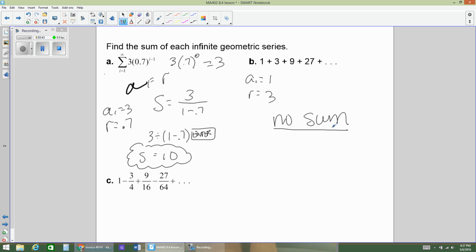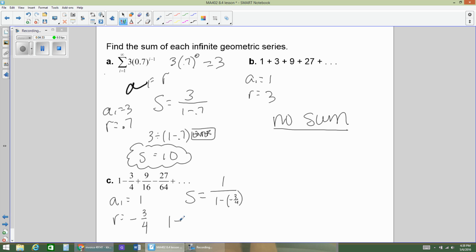Okay, now let's go ahead and try letter C. We need our a sub 1 and we need our r. So right now you should be doing in your calculator or in your head 3/4 divided by 1, and you should be doing 9/16 divided by negative 3/4 and finding that that r value is in fact negative 3/4. The first term's in front of us, it's a 1, so let's plug it in. The sum is equal to 1 over 1 minus negative 3/4.